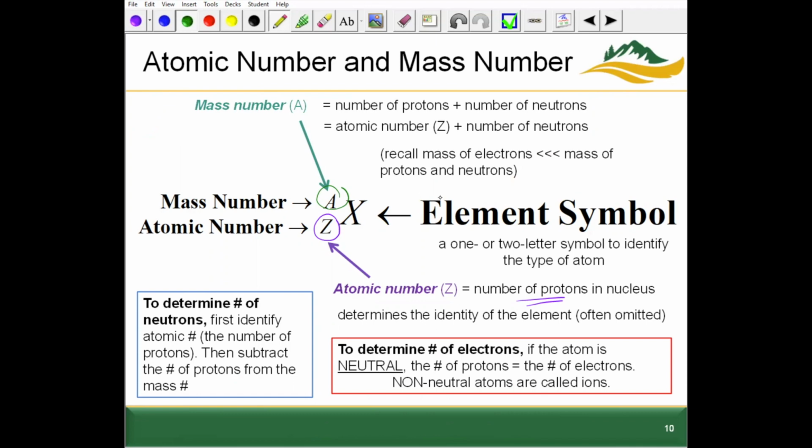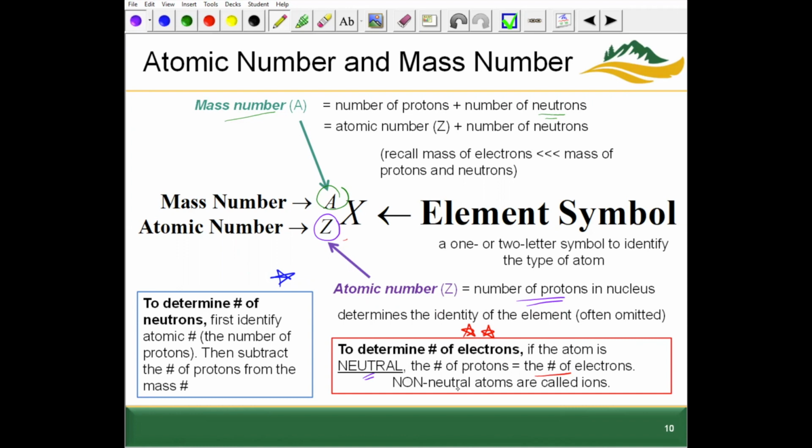So to find the number of neutrons, we can take the mass number and subtract the number of protons to get the number of neutrons. Okay, so that's stated here. Now, to determine the number of electrons, we're going to get into more today. If the atom is neutral, then the number of protons, aka the atomic number, will equal the number of electrons. However, this is not always the case because we don't always have neutral atoms.